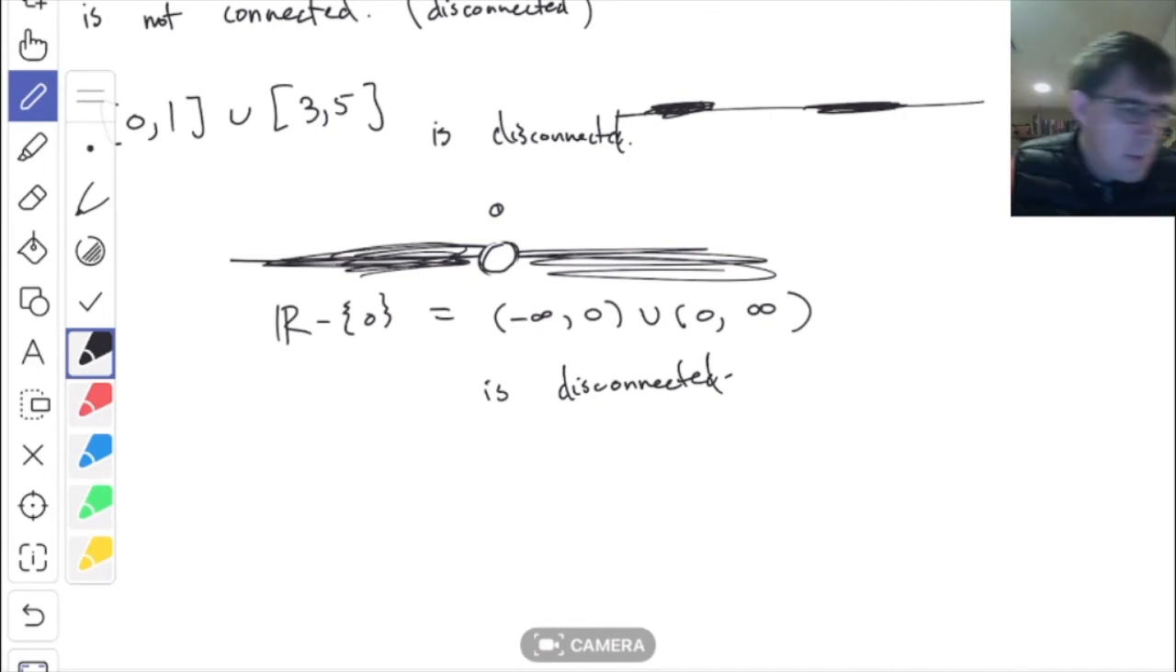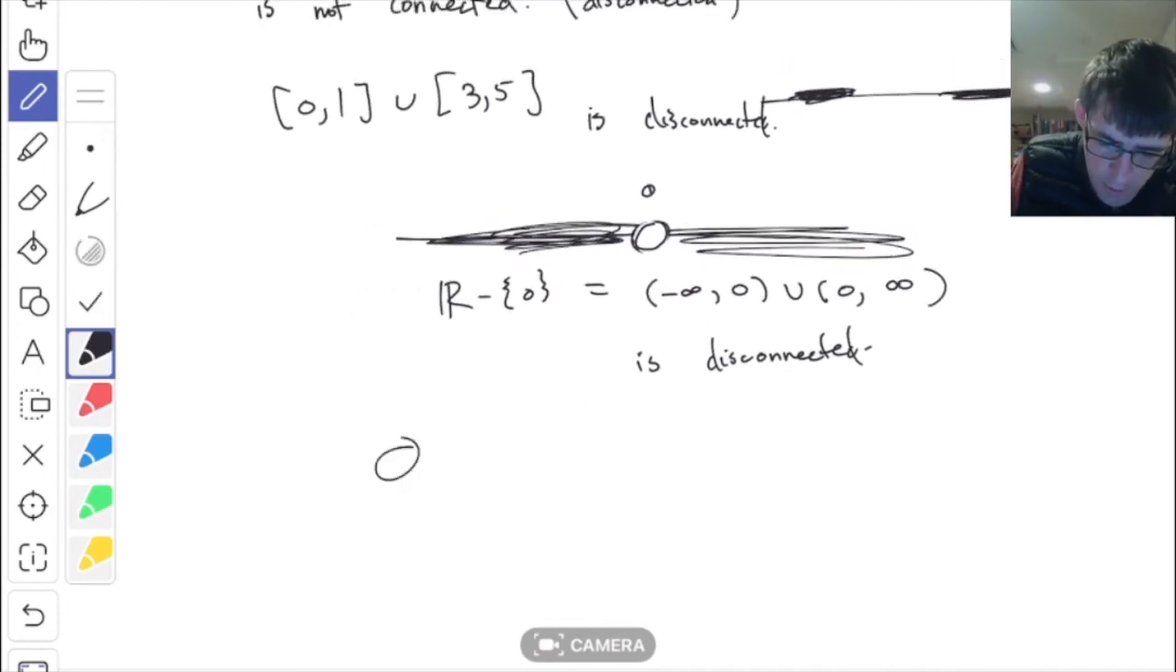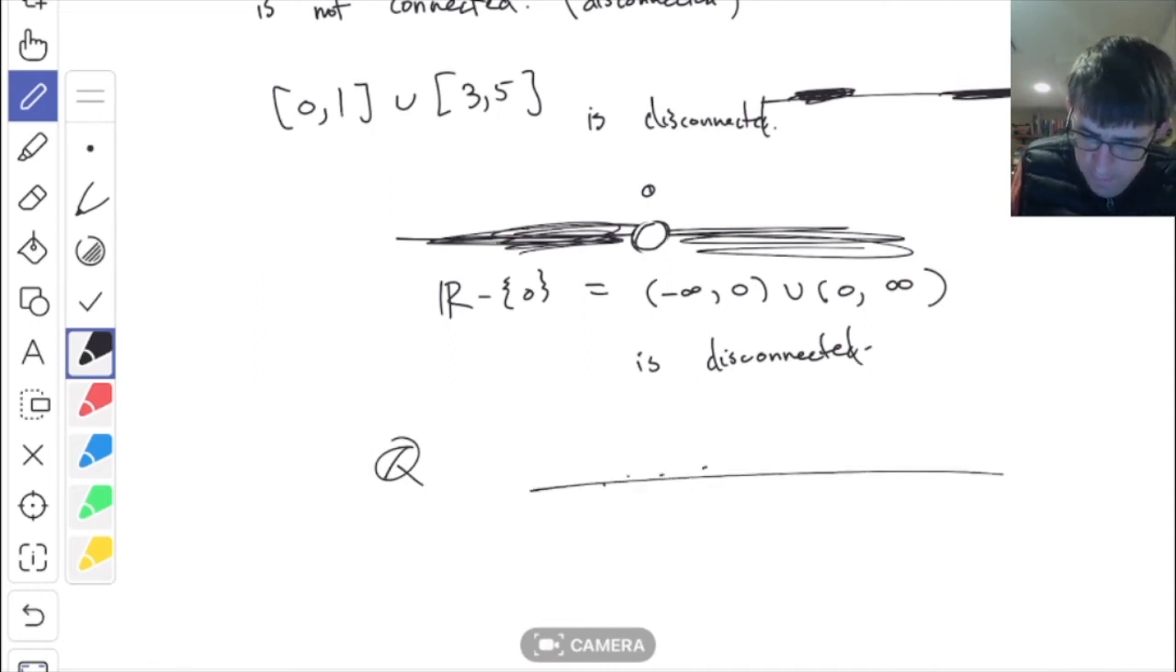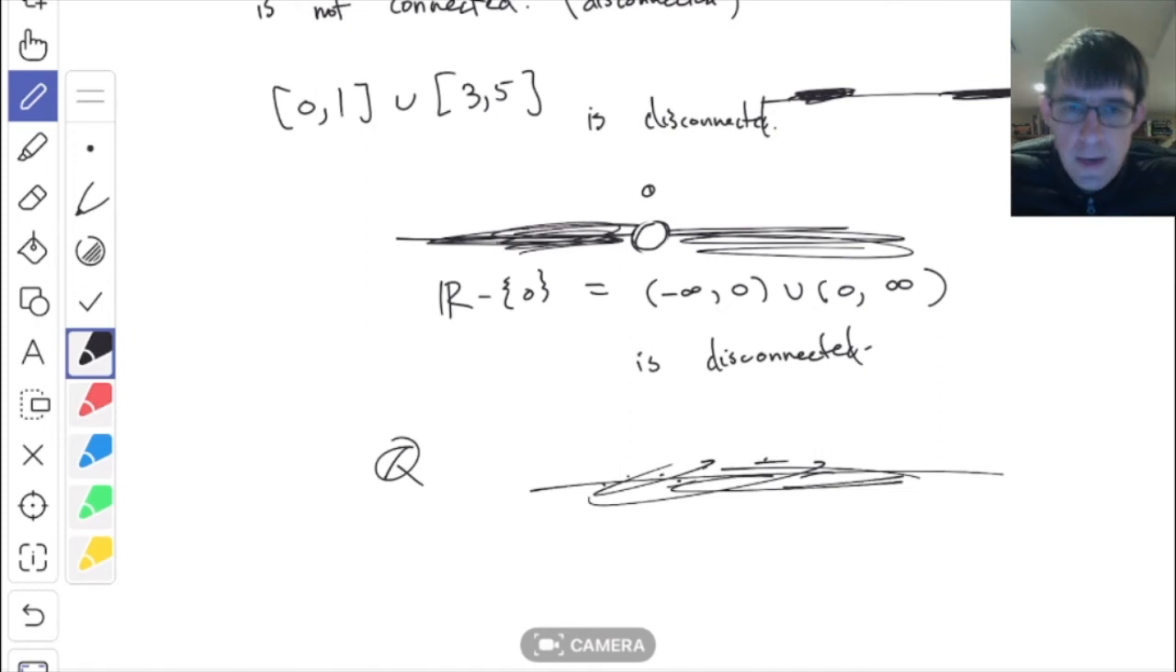All right. One more slightly weird example. How about Q? So Q has points everywhere, but it also is missing points everywhere. Is this connected or disconnected? This one, without knowing the definition, it's hard to say. You should feel like Q's points are all sort of together, but they're also separated from each other by a lot of missing points.